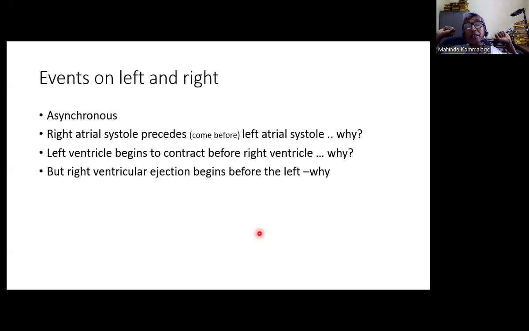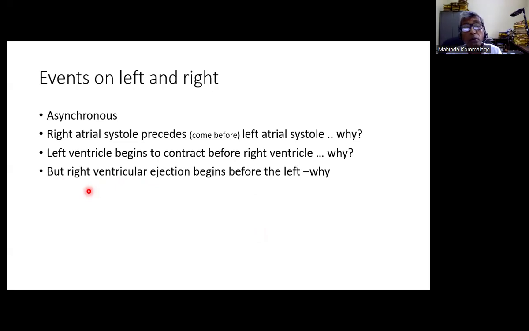Distribution of the nerves. Not nerves, electrical activity. Electrical activity is distributed to the left ventricle slightly before the right ventricle, right? So I explained that. But right ventricle ejection begins before left ventricle ejection. Anybody?